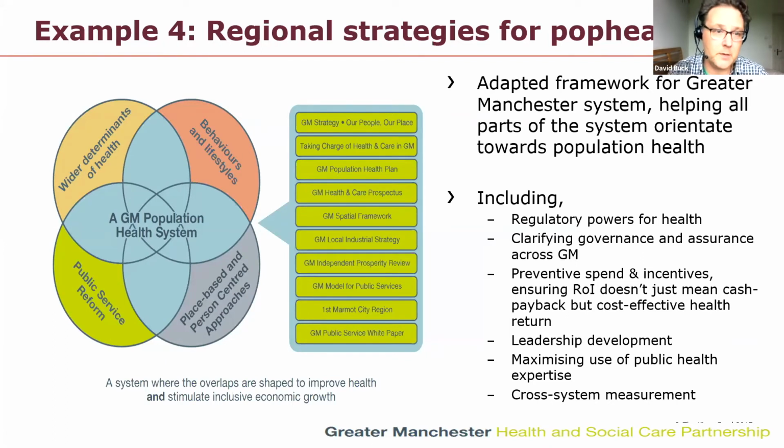For those that don't know, Greater Manchester is an area of 10 local authorities, about 2.8 million people. So it's not just the city of Manchester, it's many of the areas around it too. And they took our framework and adapted it for themselves, which is fantastic. So you'll recognize on the left quite a lot of similarities, but also some differences.